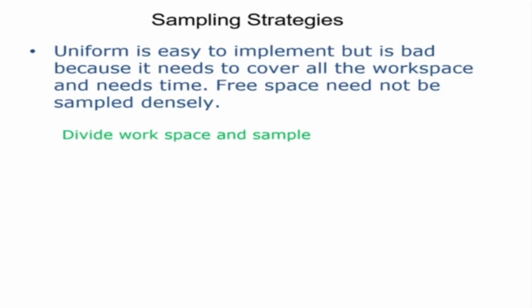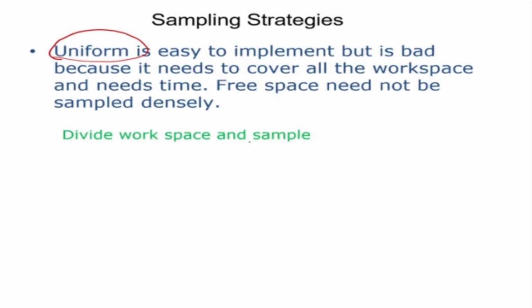The sampling strategy of uniform sampling is easy to implement, but it is bad because it needs to cover all the workspace and needs more time. Free space need not be sampled densely. So divide workspace and sample could be one way. Uniform sampling means you're covering everything, which may not always be good because it is going to take more time. You're covering the full workspace, so what was the point anyway? And free space need not be sampled densely.